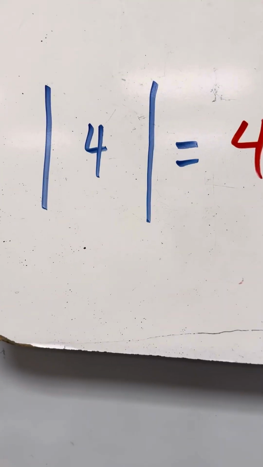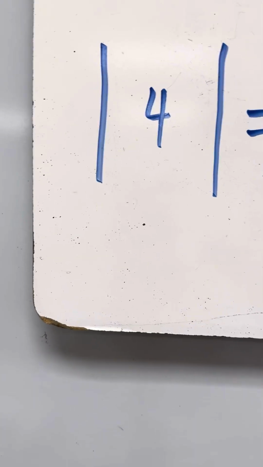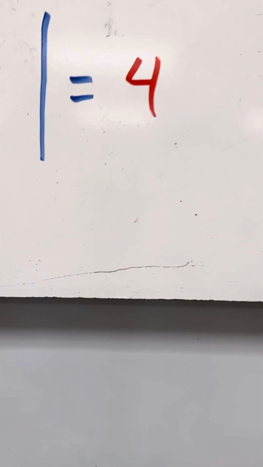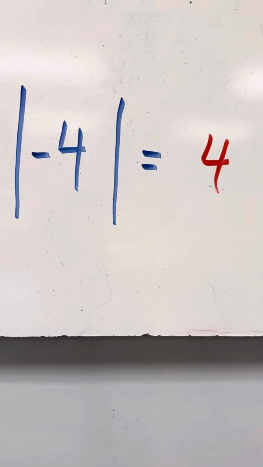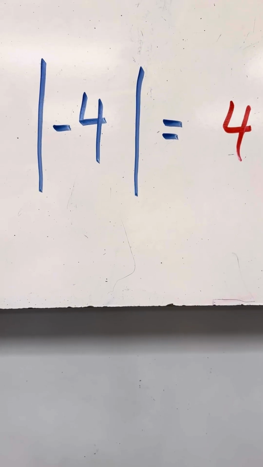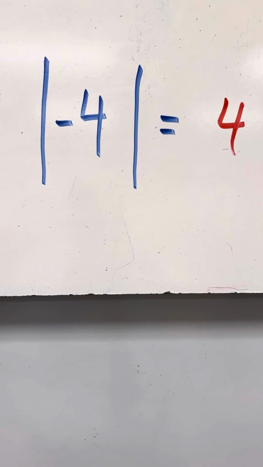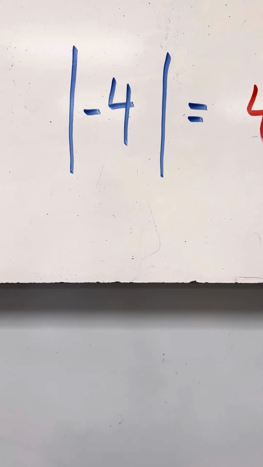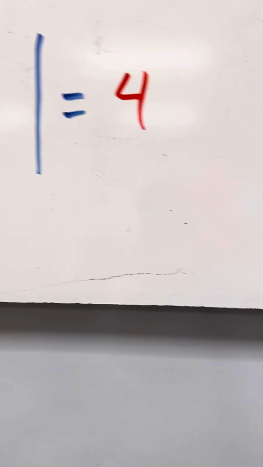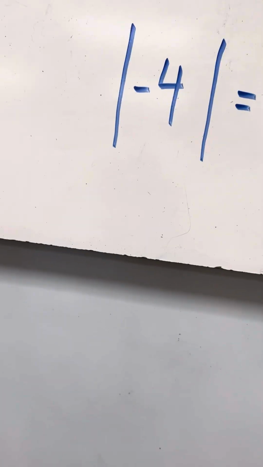So we say these two bars mean absolute value. So the absolute value of 4 is 4. The absolute value of -4 is also 4. Absolute value does not mean opposite, okay? It just means absolute value, the distance, the length, okay? The length from 0 to 4 is 4. The length from 0 to -4 is 4, okay?